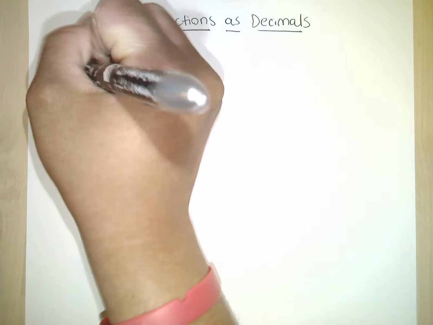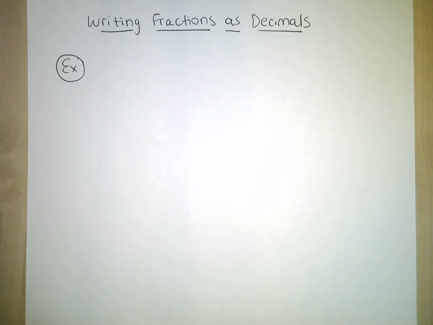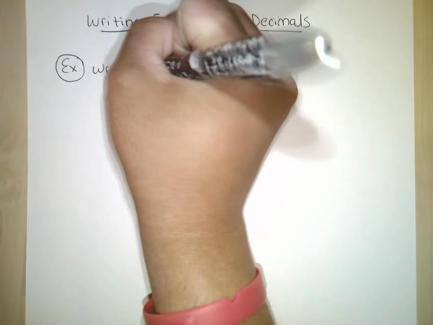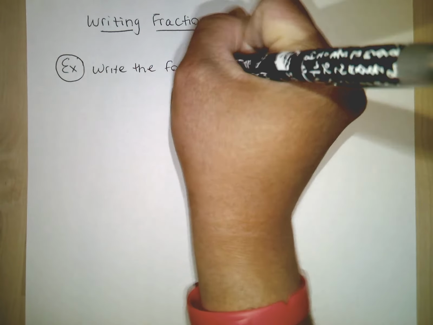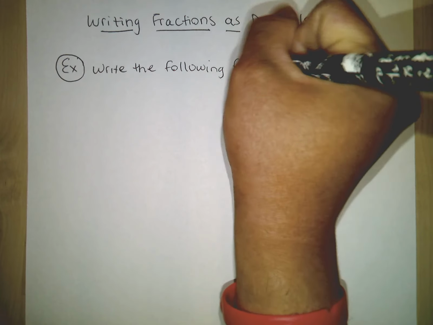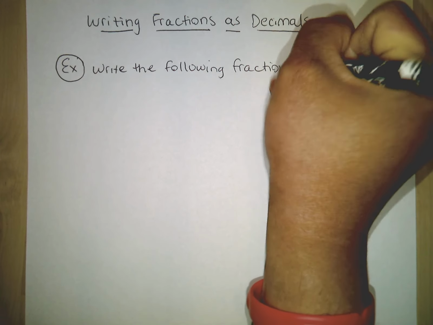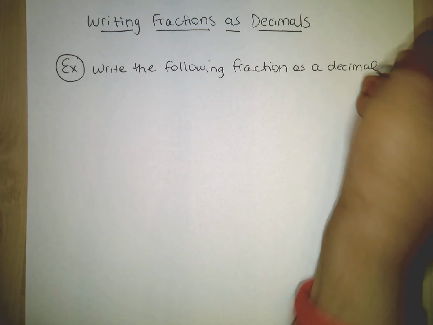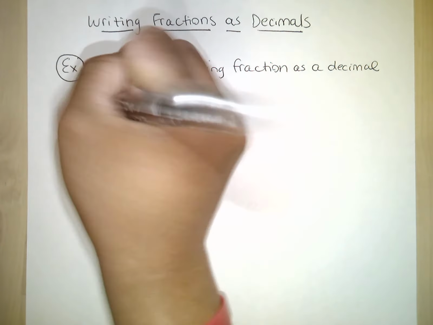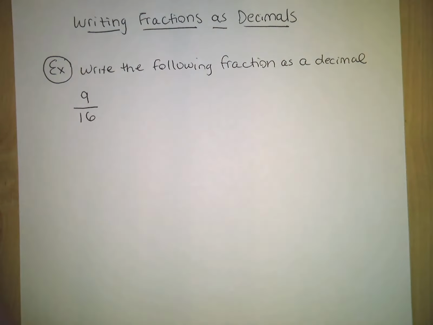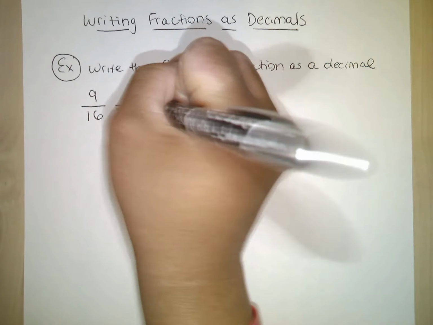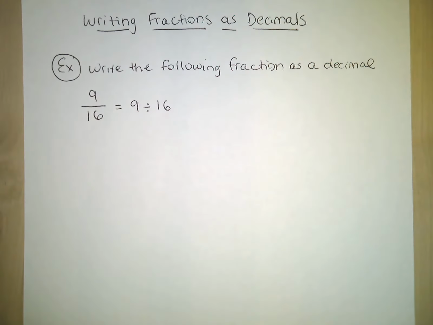So here is my first example. Write the following fraction as a decimal. We have 9 over 16. We can actually think of this as just 9 divided by 16.